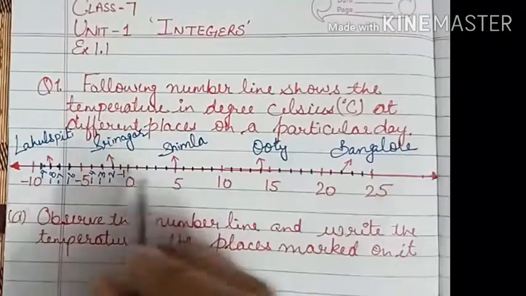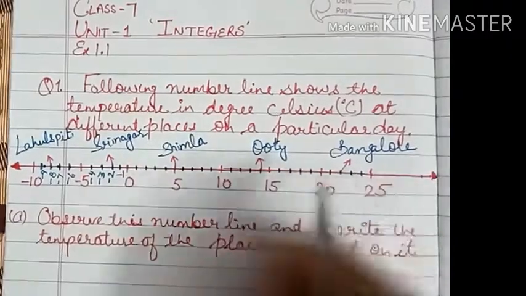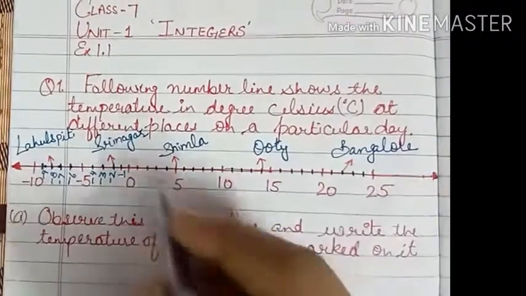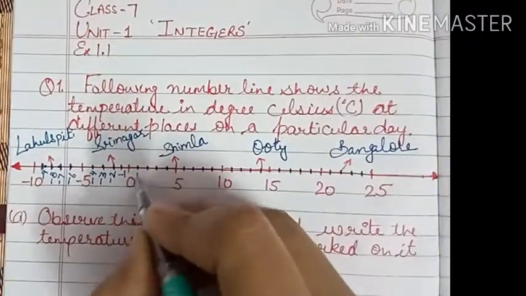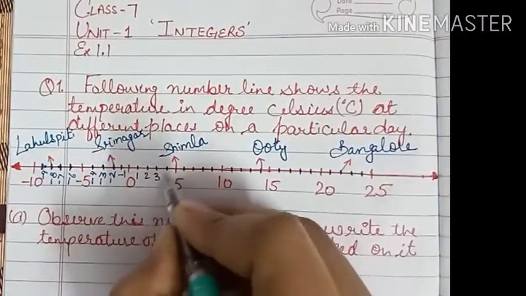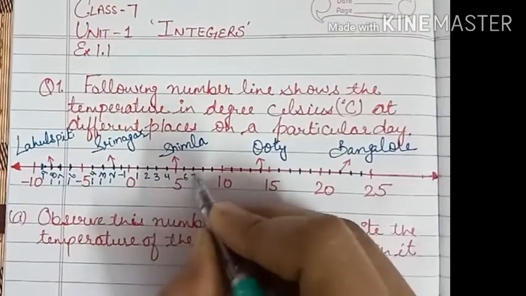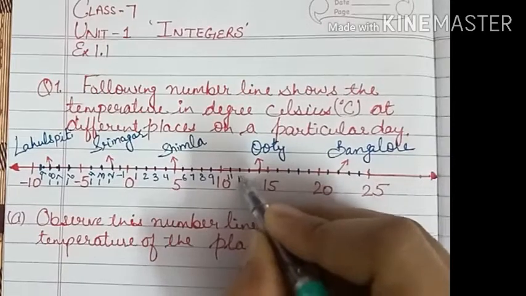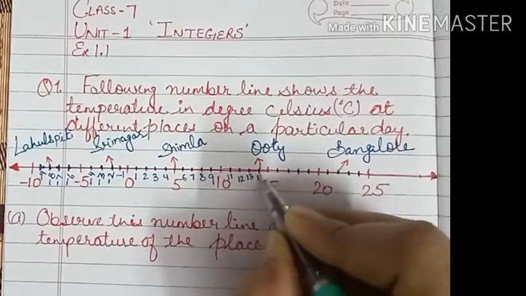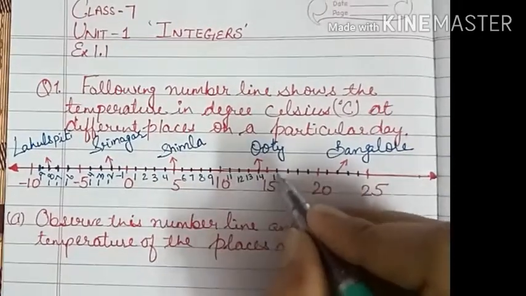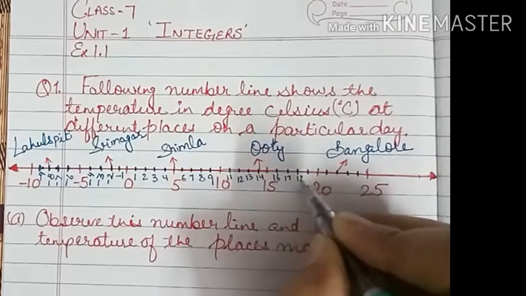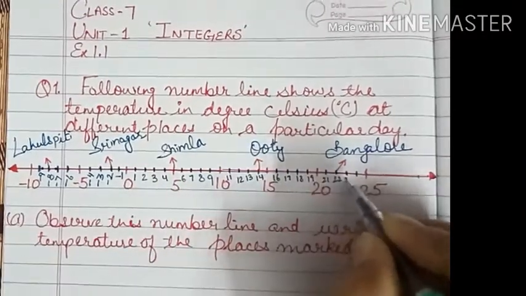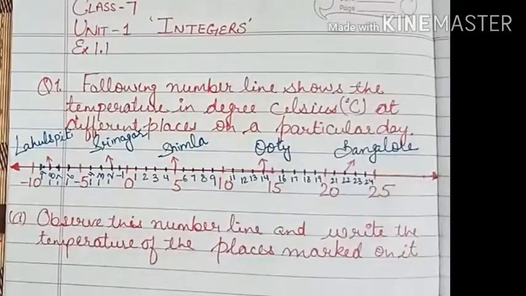Let's write this side numbers also. So here on the right side of the 0 all integers are positive. So first one is 1, 2, 3, 4, then 6, 7, 8, 9. This is 11, 12, 13, this is 14. Then this is 16, 17, 18, 19. This one is 21, 22, 23, 24.